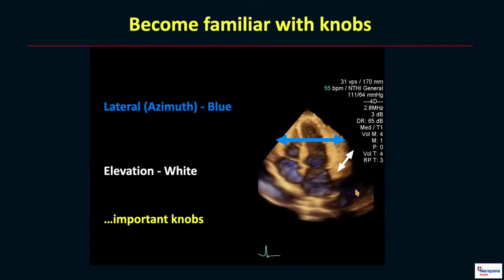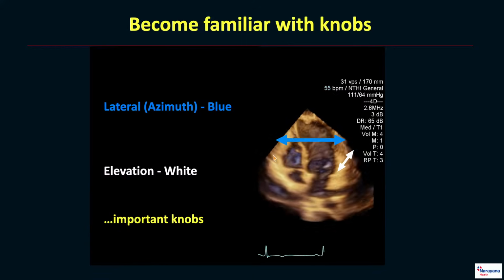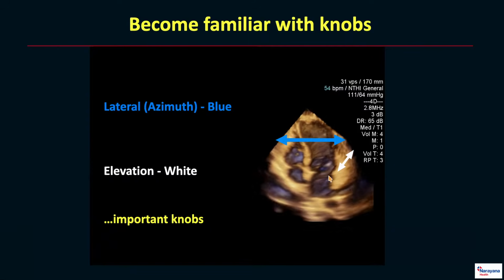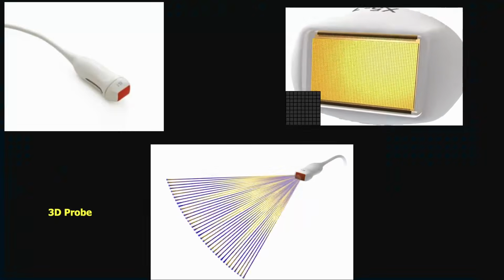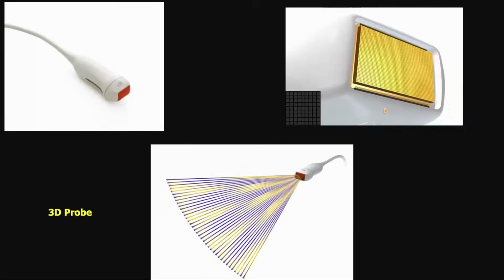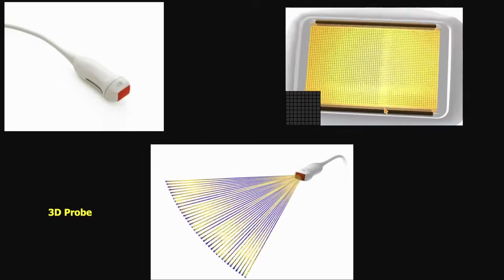And when it comes to the image, you can see that the blue line is what is called the lateral or the azimuth data set, and then you have the white, which is the elevation over there. So that is how you correlate what the probe does with the image you see. The 3D probe has a lot of crystals, so it's more expensive. It doesn't last that long, so use it with a lot of respect and care.